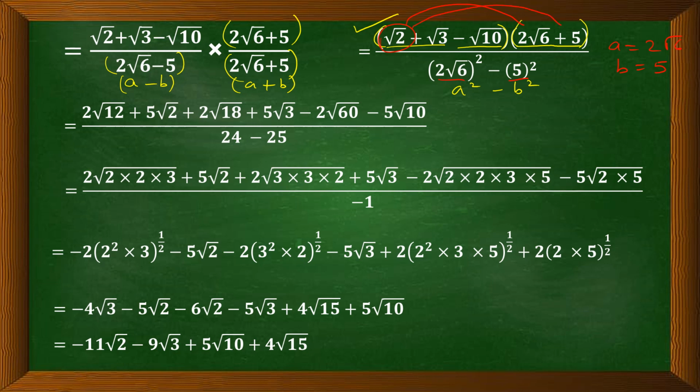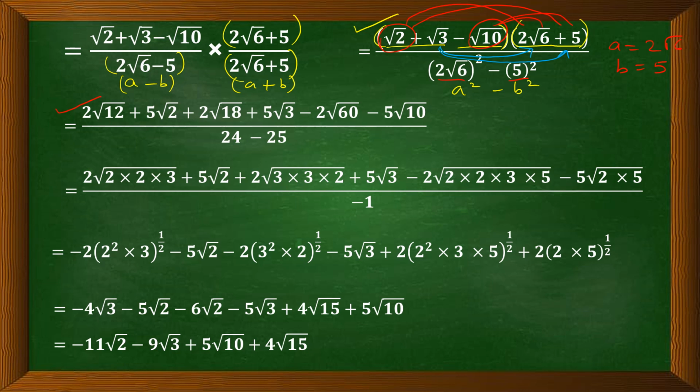Similarly, we shall take the next one. Let us take root 3. We shall multiply root 3 by 2 root 6 and then root 3 will be multiplied to 5. And similarly, we take root 10. We will multiply it first with 2 root 6 and then with 5. And this is how we have done the multiplication.